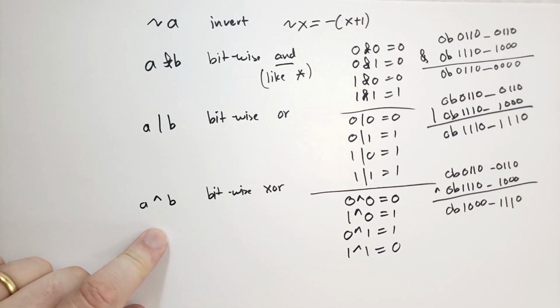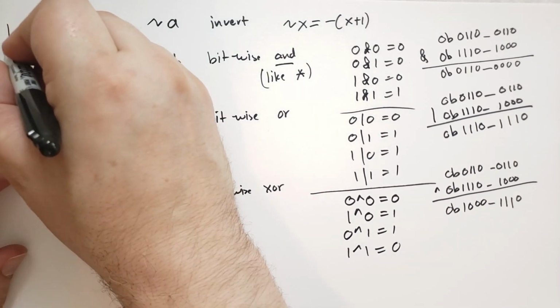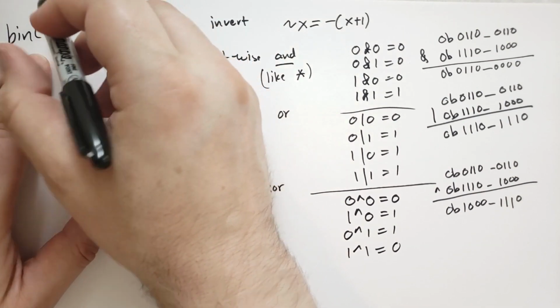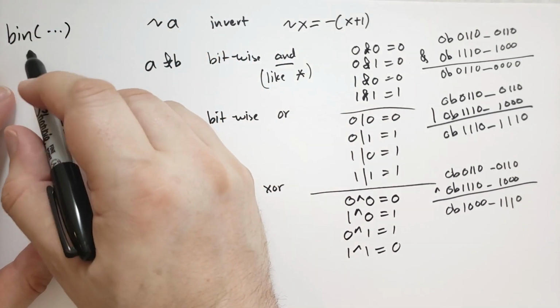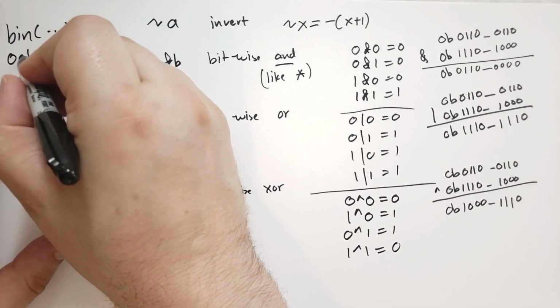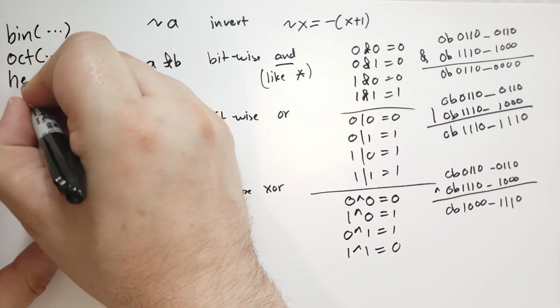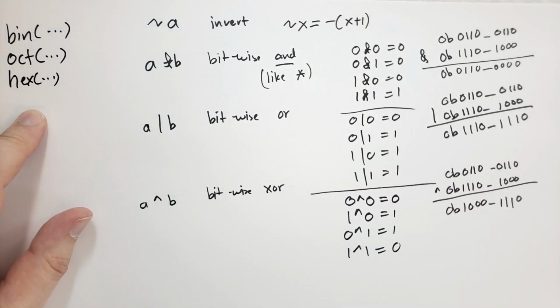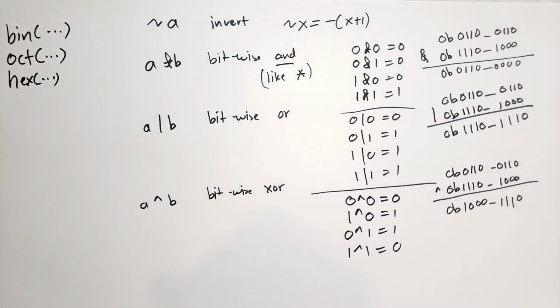In order to see the bitwise representation of a number, I recommend using the function bin. So you put bin and you put the integer in there, and it'll print out a string that'll show you the binary representation of that. You can also do oct and hex if you want to gain more familiarity with those formats.